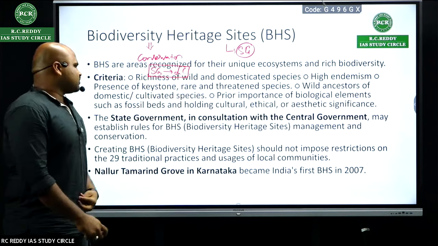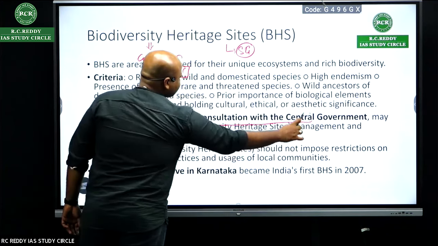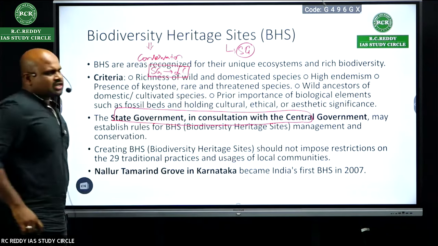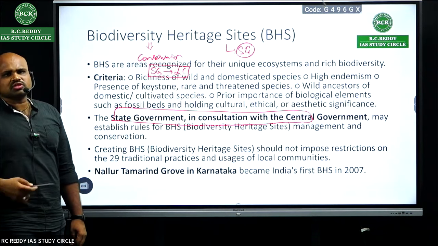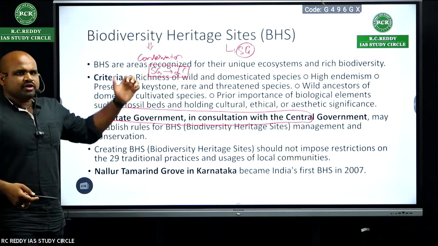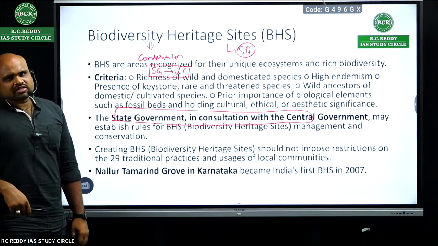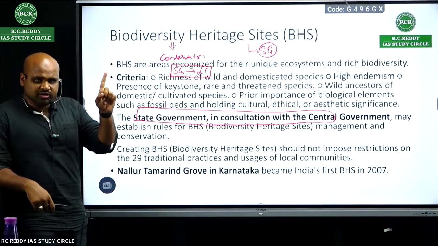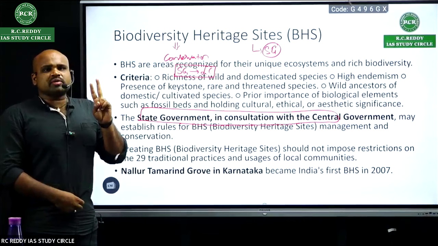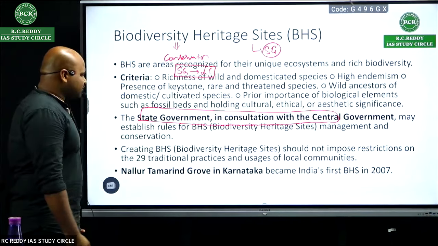One more thing that you also need to have is the consultation of the state government with the central government, especially when it comes to establishing the necessary rules in management of the biodiversity heritage sites. So that is one small thing that you'll have to understand here. One is that the conservation process has to happen in consultation with local communities. The rules process has to happen in consultation with the central government. So that is one more dimension that you'll have to remember.